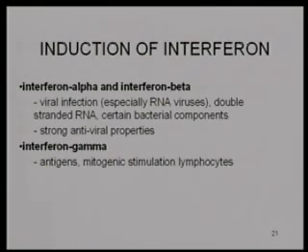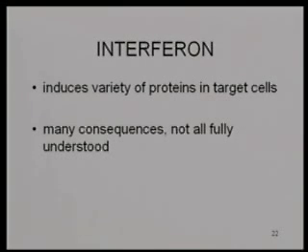And these alpha and beta have very strong antiviral properties. Interferon gamma tends to be induced by things like antigens and mitogenic stimulation of lymphocytes. We said that's the immune one. So I've already said interferon produces many proteins in these target cells, many of which we don't know, and we don't understand why they should introduce an antiviral or even antibacterial environment.